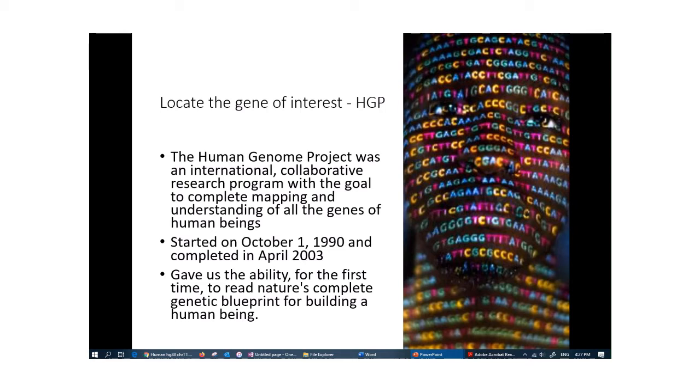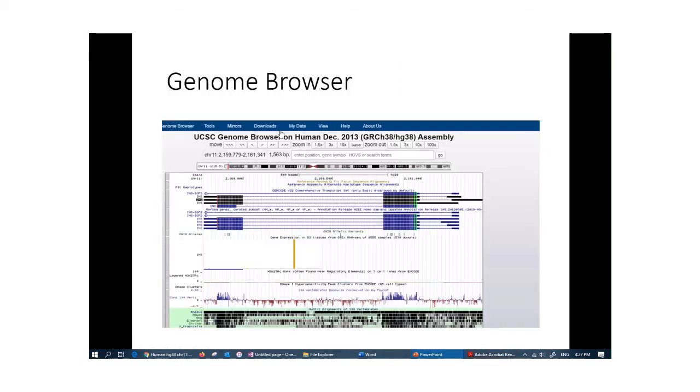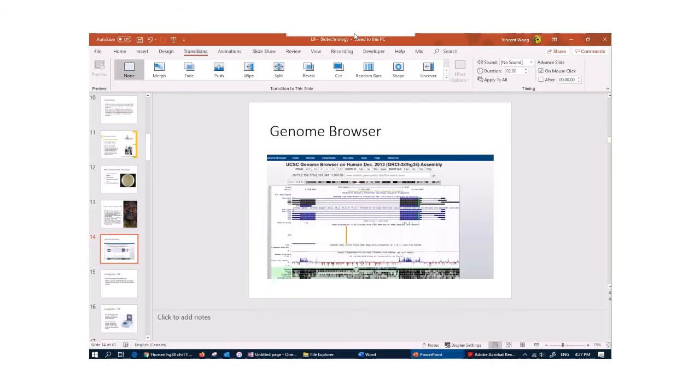So it started on October 1st, 1990, and it took 13 years to complete the entire project. And with the completion of the Human Genome Project, it gave us the ability for the first time to read nature's complete genetic blueprint for building a human being. So there is something called a genome browser. All the results from the Human Genome Project are basically accessible to the public nowadays, and I'm going to show you how we can look for a particular gene of interest using the Human Genome Browser.